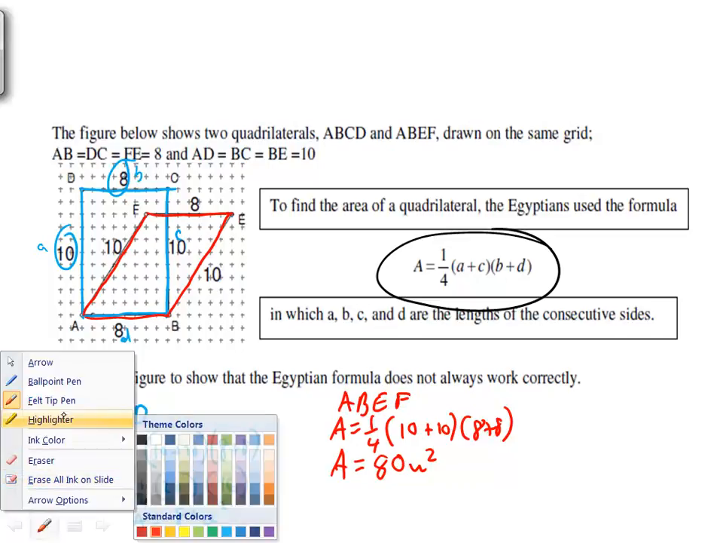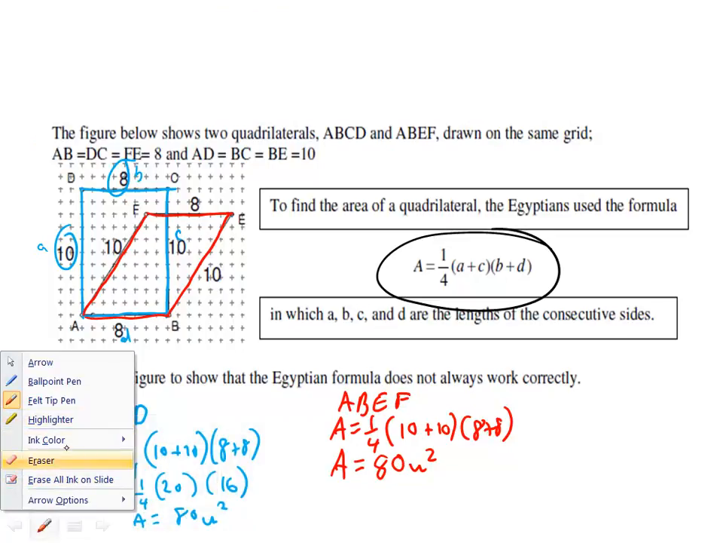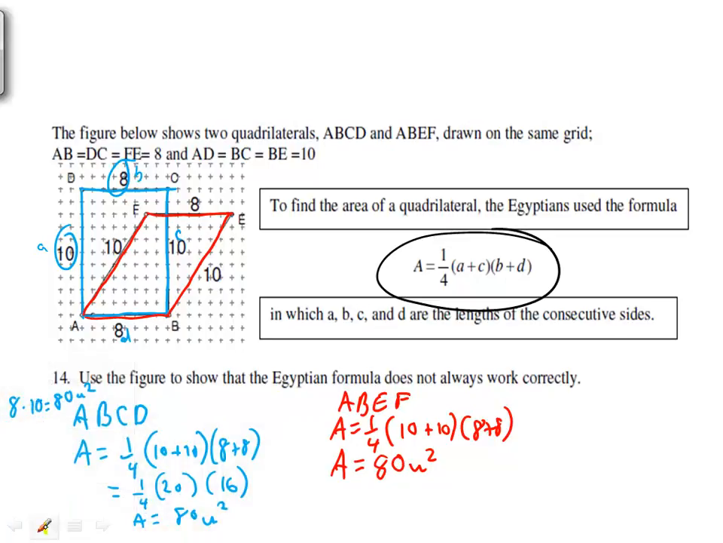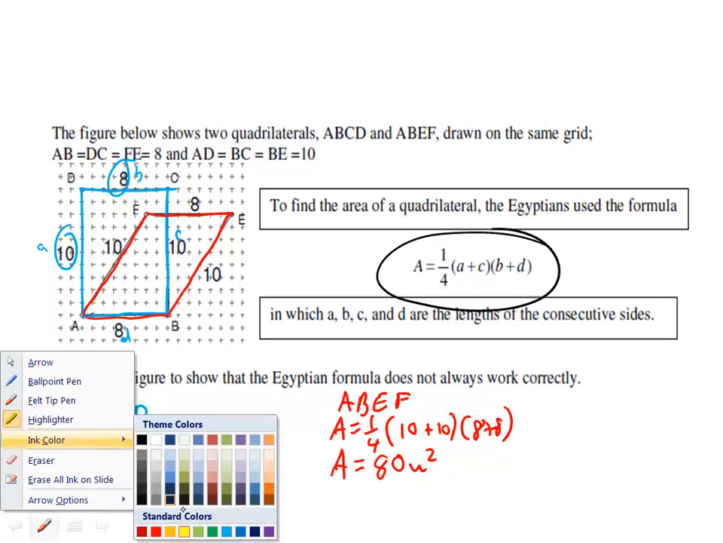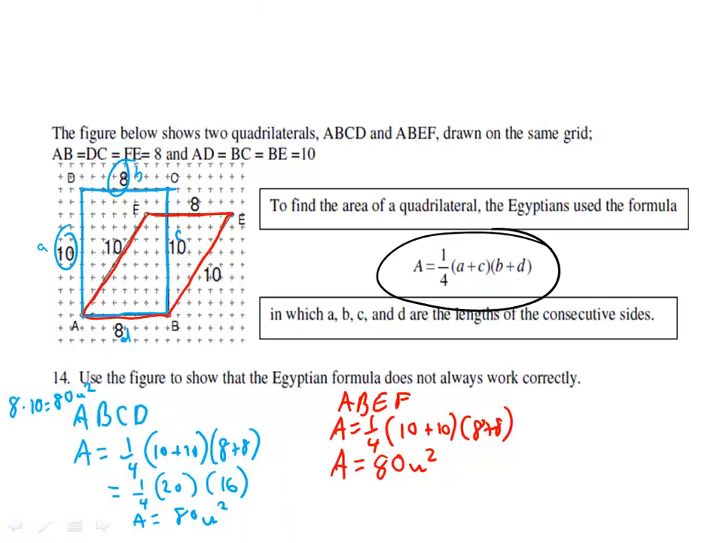Let's see if we can find another way to calculate this. So that's what we'll do. I'm going to turn this into a rectangle. I'm going to cut off this triangle here that I'm highlighting in yellow. I'm going to cut it off right here, and I'm going to move it over here to a congruent space. Right there.